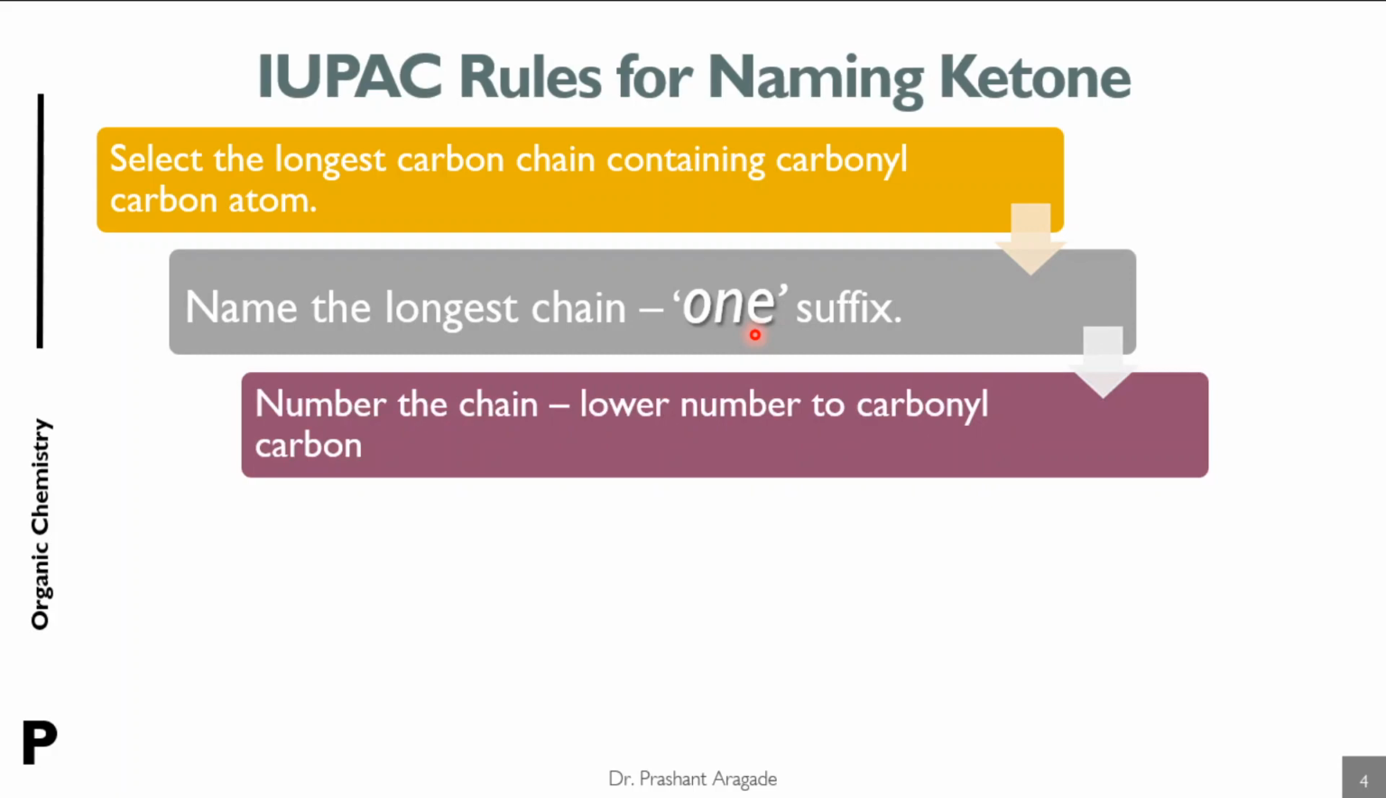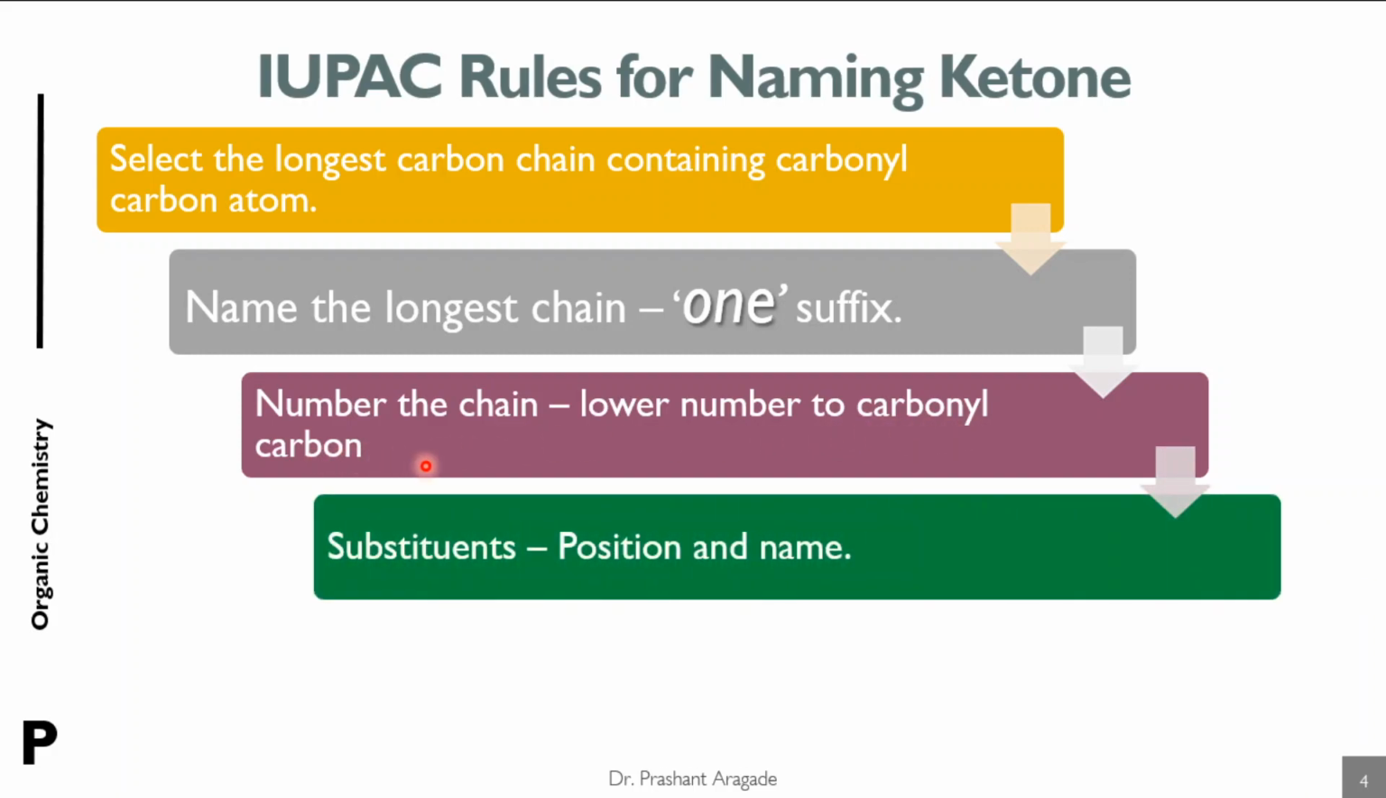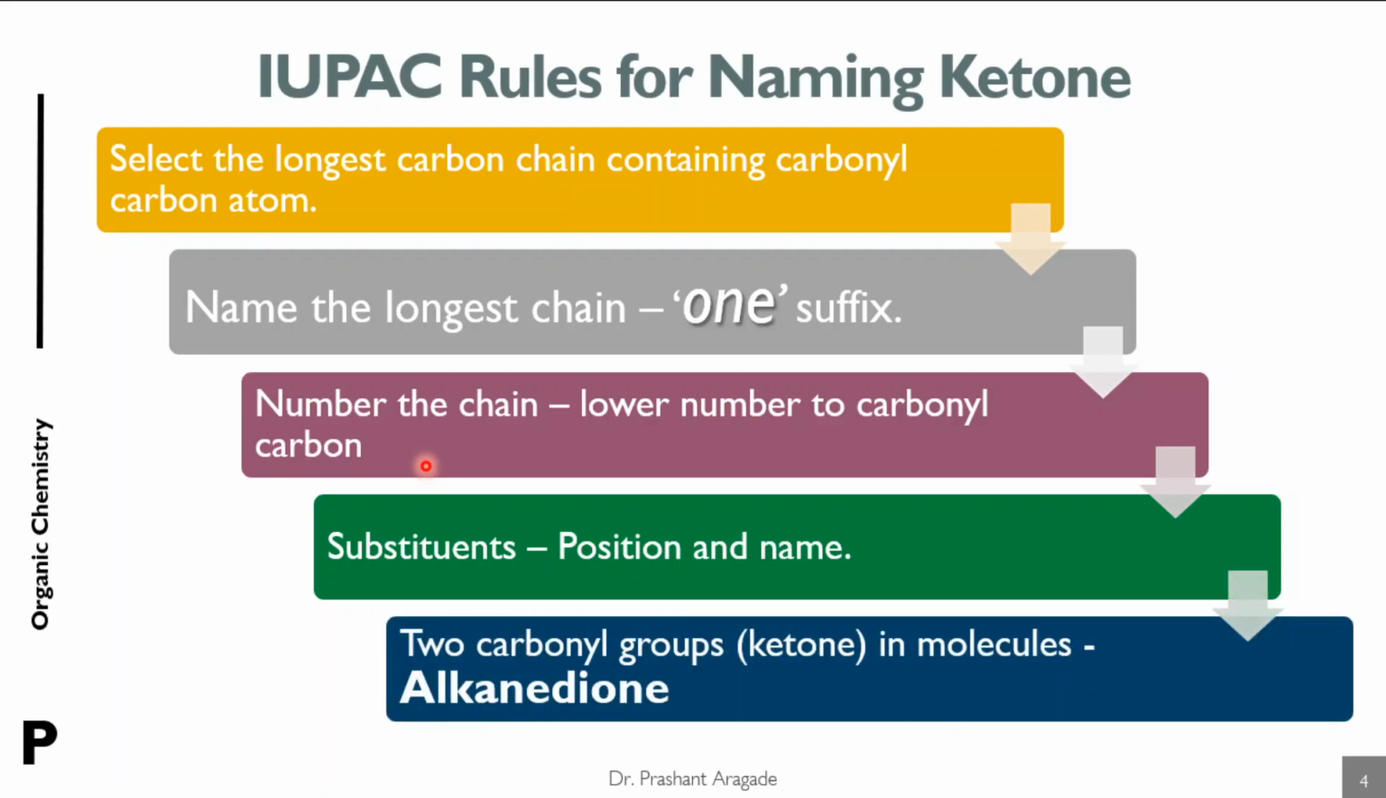and then you have to give the number to the parent chain. You have to number the parent chain in such a way that the lowest possible number is given to the carbonyl carbon atom. Then try to identify the substituents present in your compound. If substituents are present, then their position numbers and names are prefixed onto the parent chain.